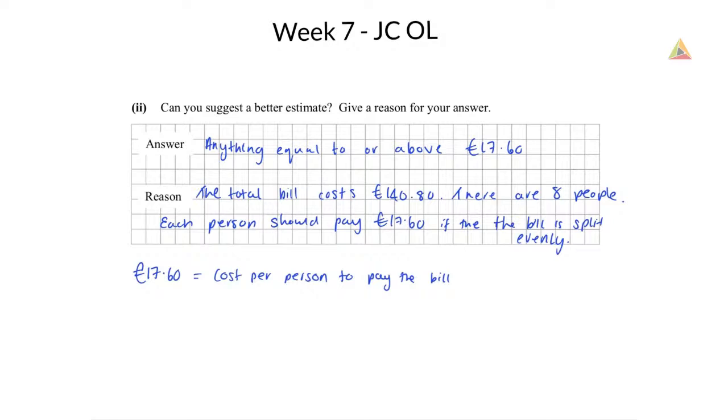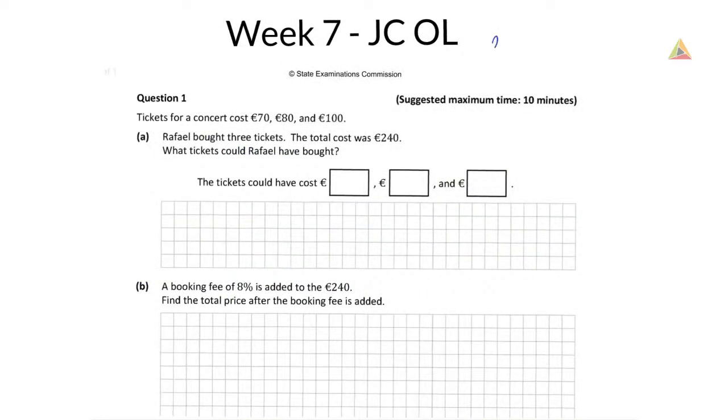Okay, so we're going to do another question now. So this question is from 2019 and it's paper 1. So tickets for a concert cost €70, €80 and €100. Raphael bought 3 tickets. The total cost was €240. What tickets could Raphael have bought?